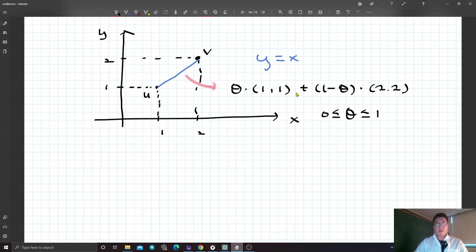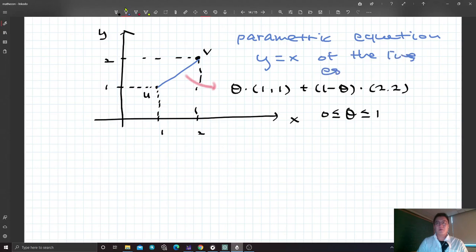Okay, now, in order to understand this expression, this is called the parametric equation of the line segment UV. So in order to understand this parametric equation, let me put in 0 for theta. Remember, theta is any number between 0 and 1.